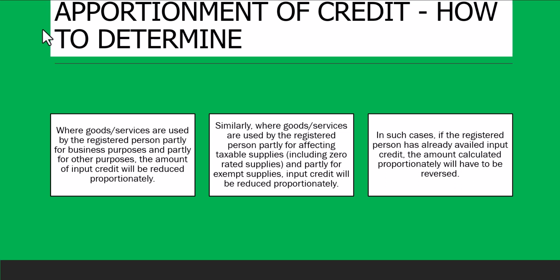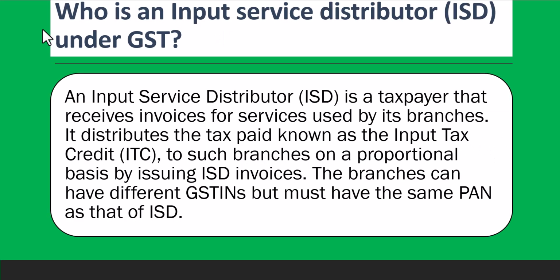Read this. In such cases, if the registered person has already availed input credit, the amount calculated proportionately will have to be reversed. This is what the law says. Is that clear? Any questions? No. So now read this.